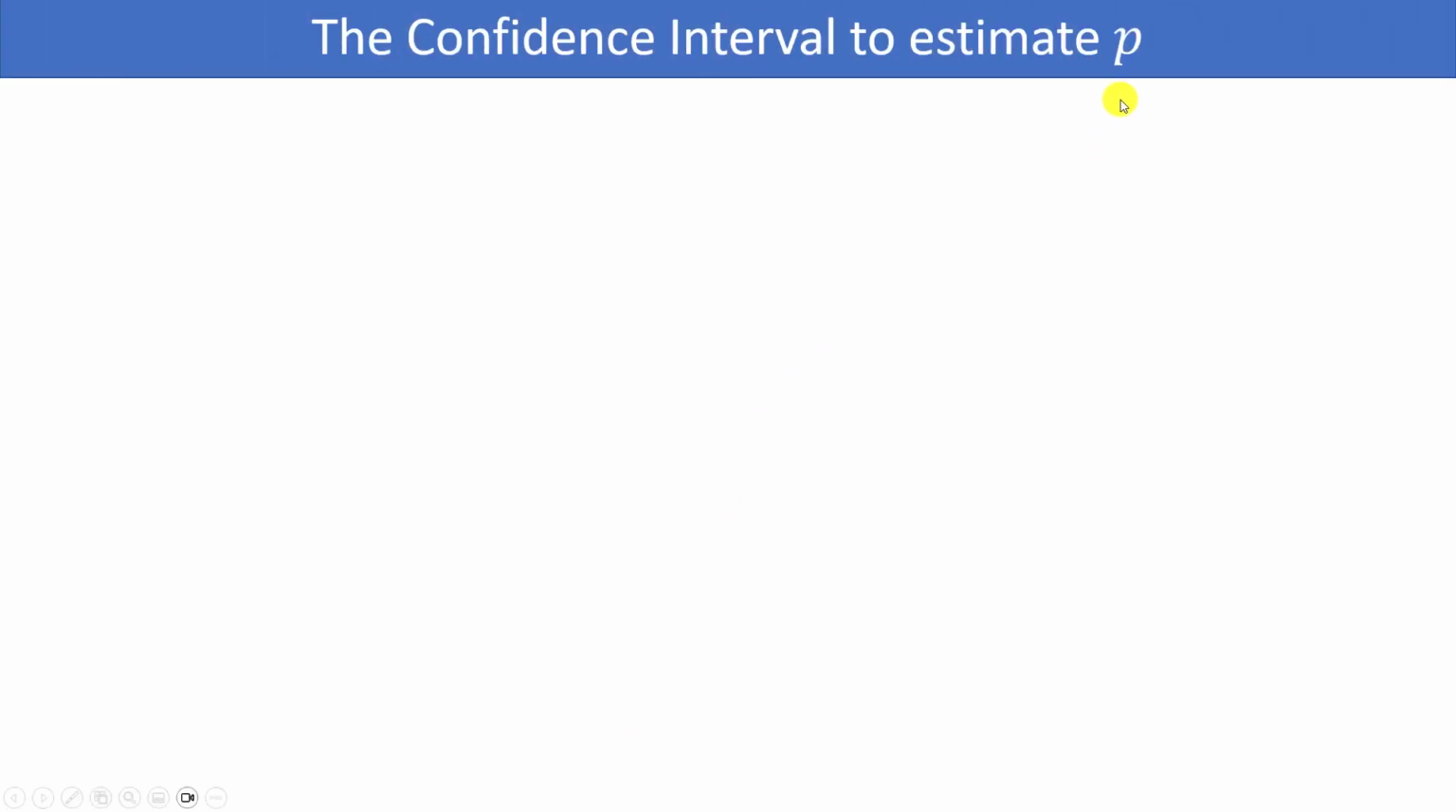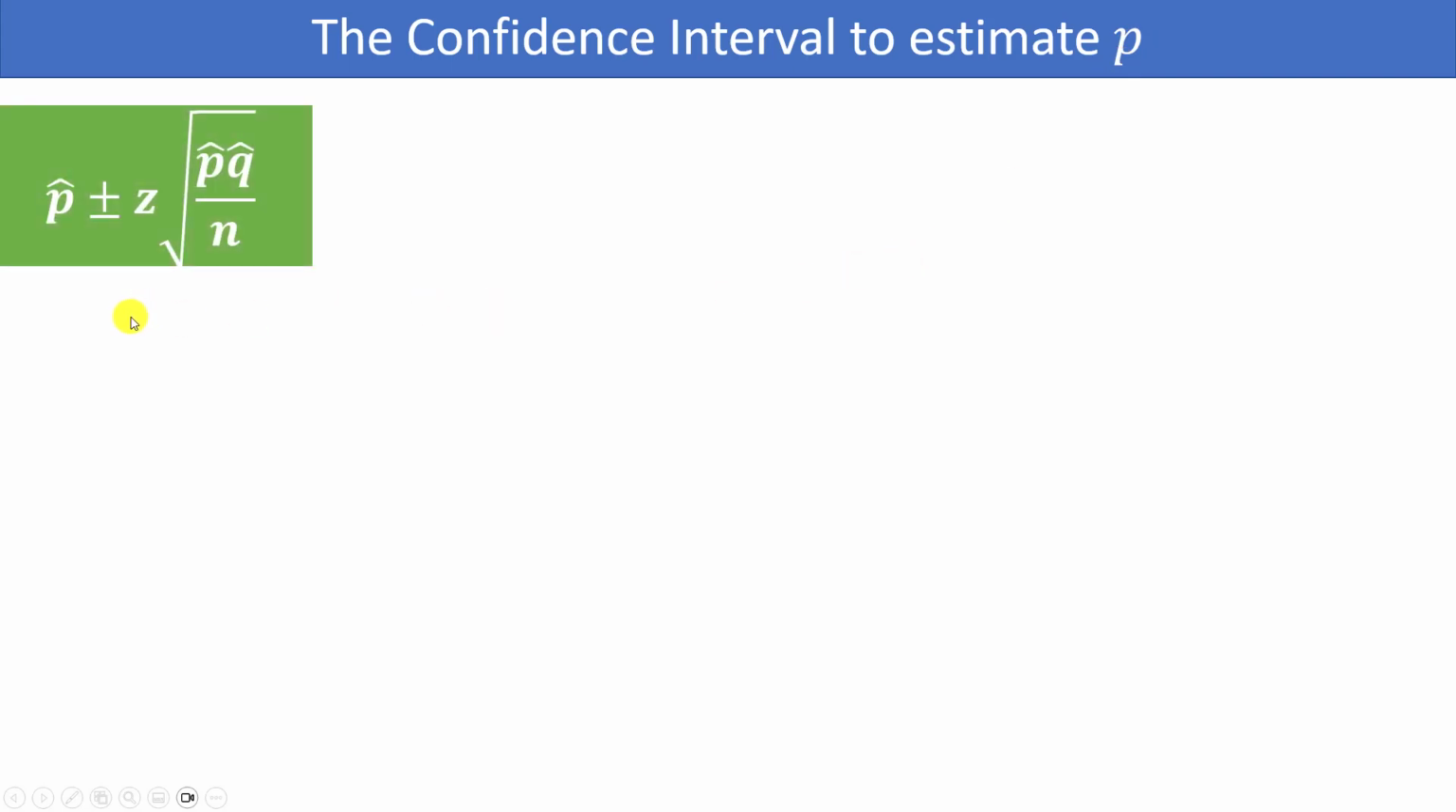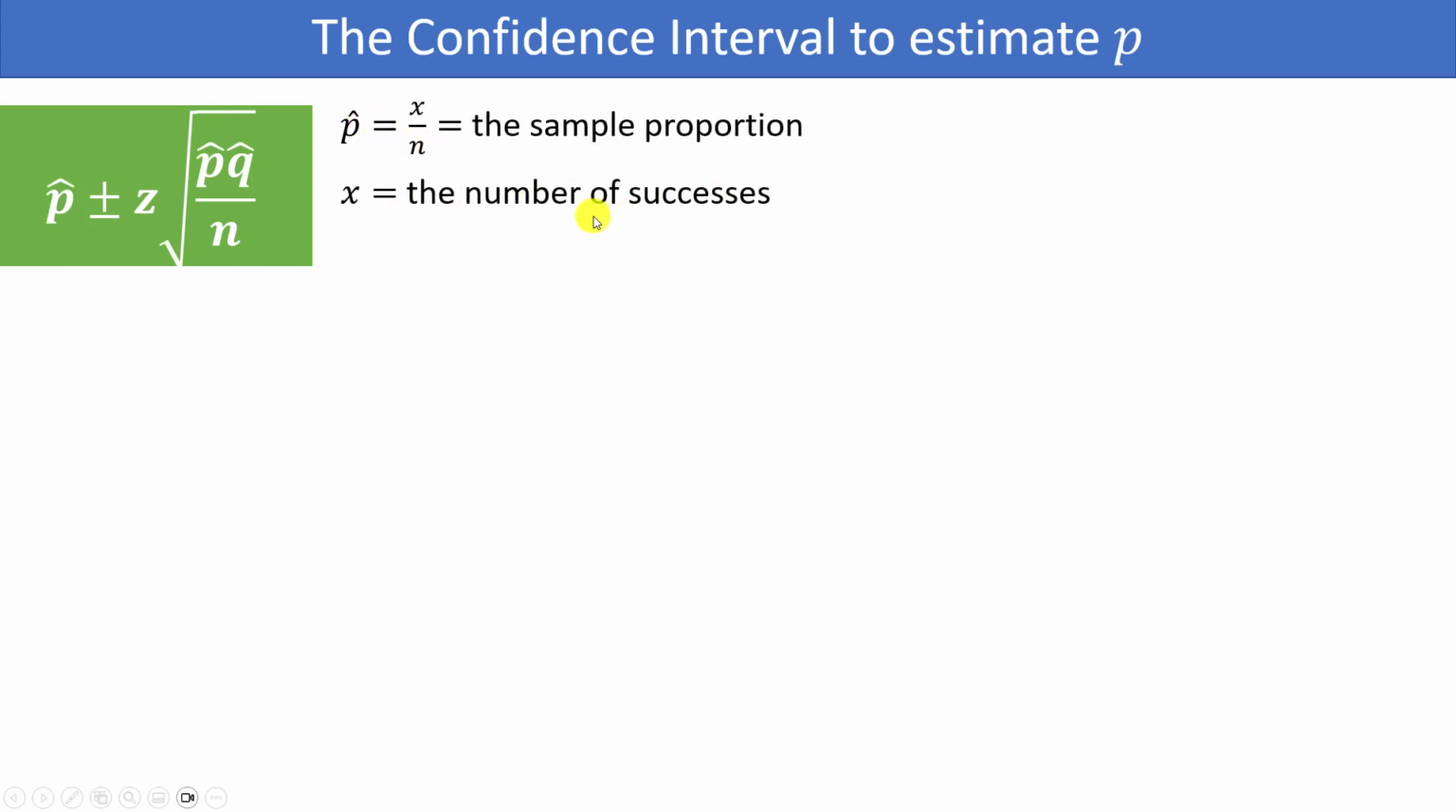So to find the confidence interval for the population proportion, which we represent by p, we will use this formula. We will take the sample proportion p hat, add and subtract a z-score multiplied by the square root of p hat times q hat divided by n. P hat is the sample proportion, which can be found by taking the number of successes x and dividing by the sample size. The number of successes in our example will be the number of individuals who could locate Ukraine on a map. Z is the z-score, which we will find using inverse norm. We'll have examples of this later.